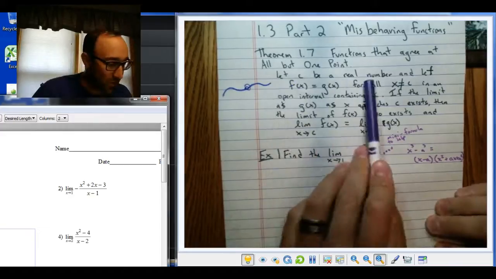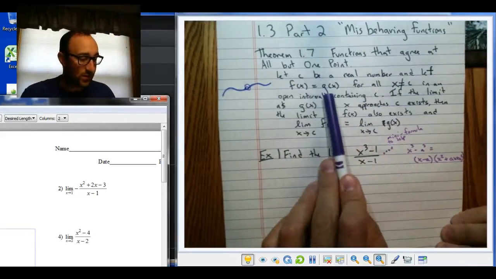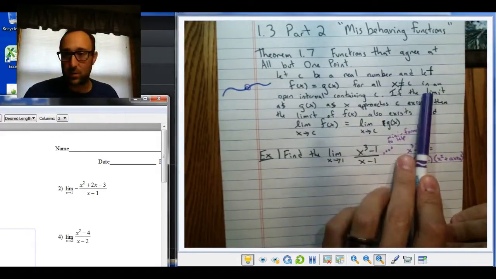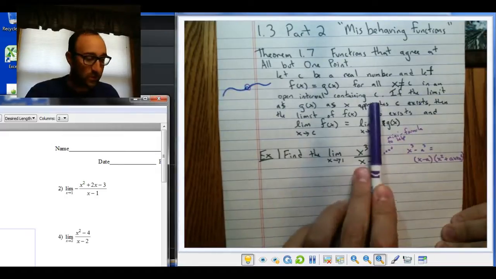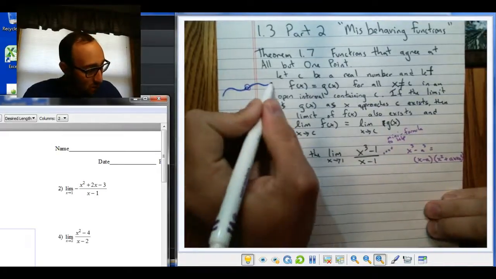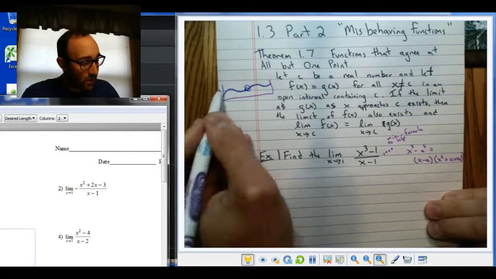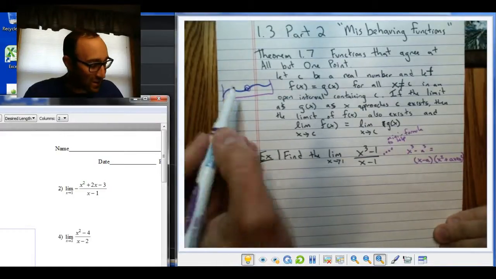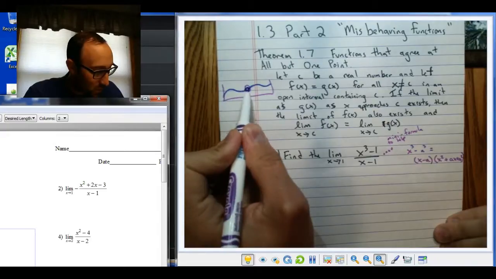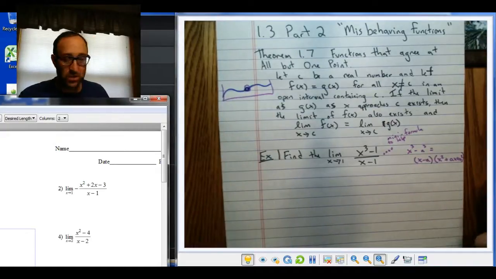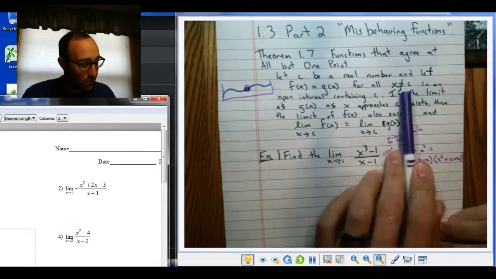So let c be a real number, and let f of x equal g of x for all x not equal to c in an open interval containing c. So in our interval right here, these two functions, the blue one and the purple one, are exactly the same, except for at this one little hole right there. So f and g are exactly the same except for one little spot.